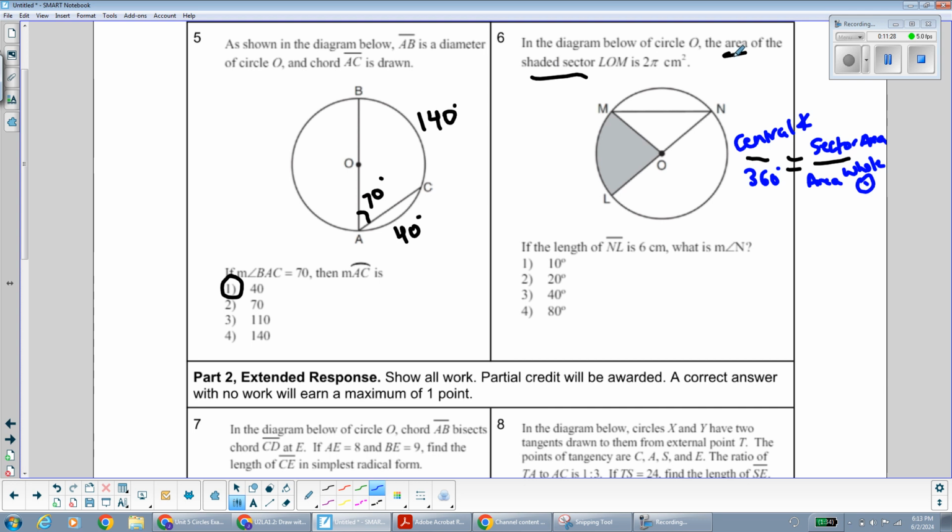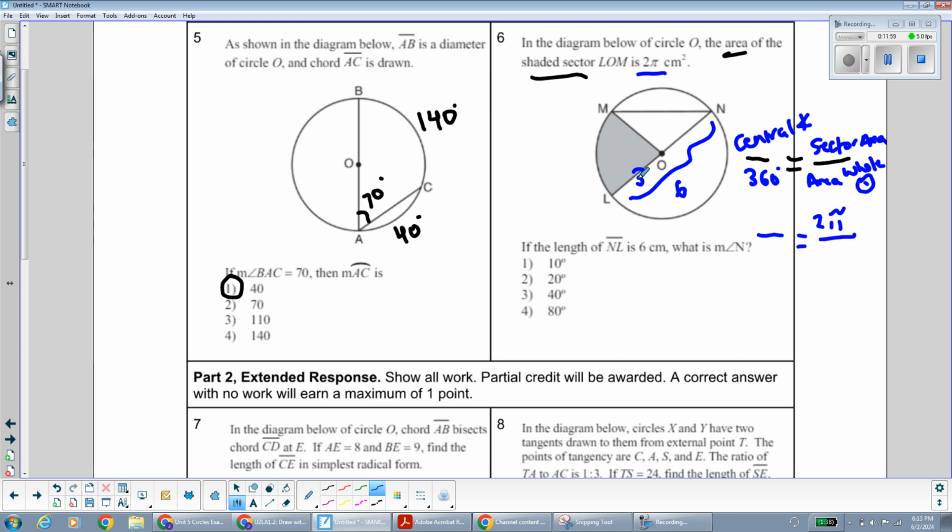We have the sector area. They give it to us. They tell us that the area of the shaded sector is 2 pi. So in my proportion, I can plug in the sector area. That's 2 pi. They next tell me that the length of NL is 6. NL is a diameter of the circle. So that means the radius OL or ON, any radius of the circle, would be half of 6, which would make it 3.